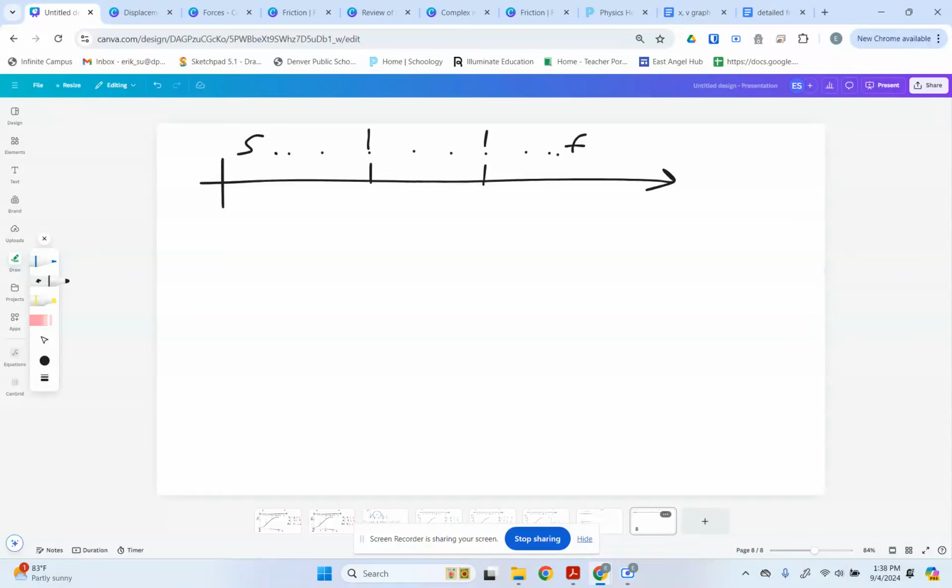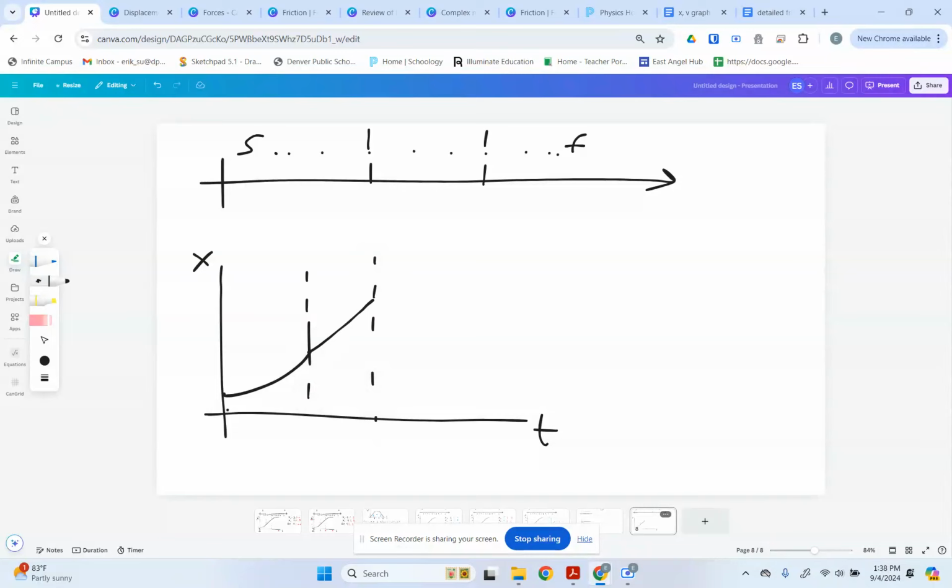Let me actually draw a position graph just so that we can sort of see how these all relate. Part one would be positive speeding up, so kind of like an upward curve like that, right? Part two would be positive constant speed, something like that. Part three, positive slowing down, something along those lines, right? Okay.